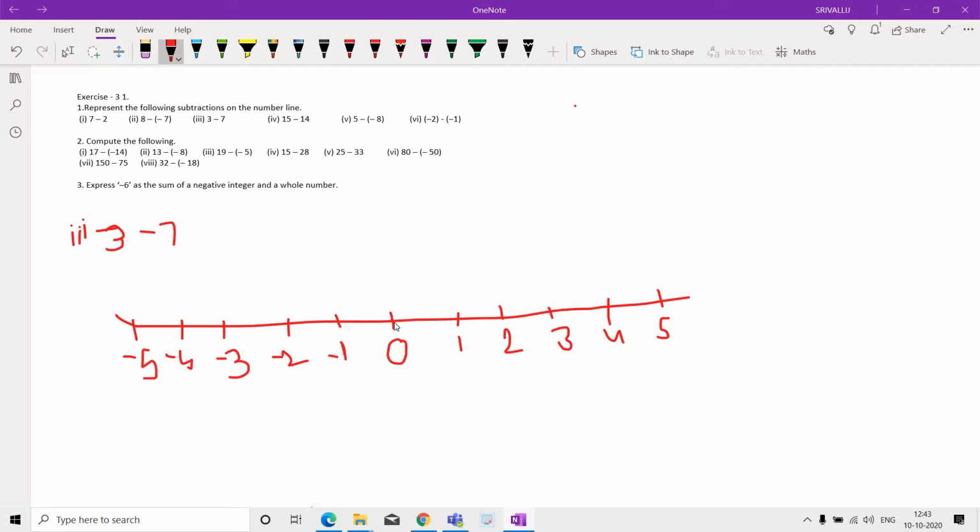So I am jumping from 0 to 3. They said minus 7: subtract 7 from plus 3. So I am jumping backward 7 numbers: 1, 2, 3, 4, 5, 6, 7. From 3 onwards, 1, 2, 3, 4, 5, 6, 7. I am getting minus 4.